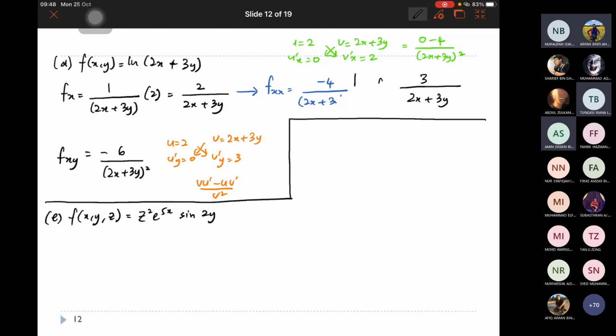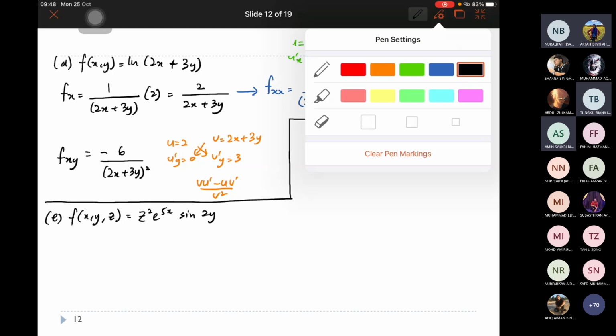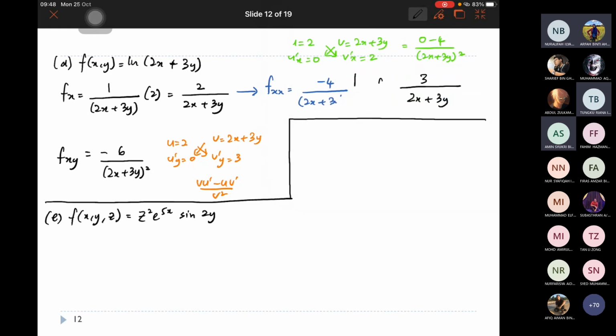So yang ini boleh buat direct je sebenarnya. Sebab awak boleh bezakan direct kepada satu-satu variable. So fx, bezakan terhadap x, dapat 5 exponential 5x. Yang term lain-lain tu terus jadi kosong.